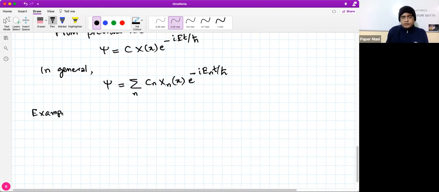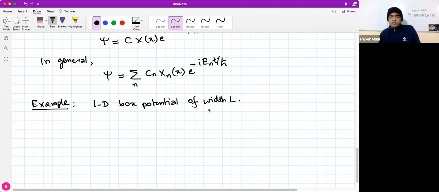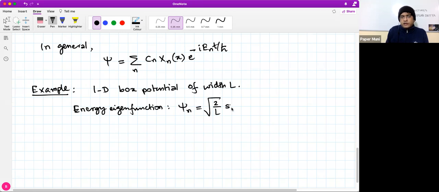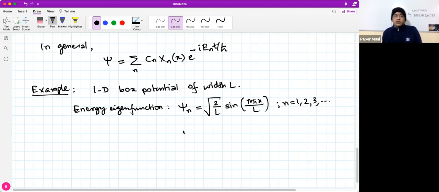So let's take an example of a 1D box potential of width L. Now the energy eigenfunction, we know that this is psi n is equal to root 2 by L sine n pi x by L, where n is equal to 1, 2, 3, and so on. So this is clear.